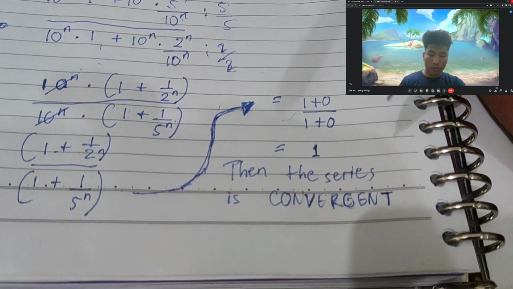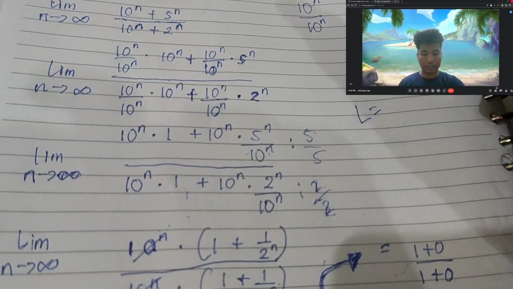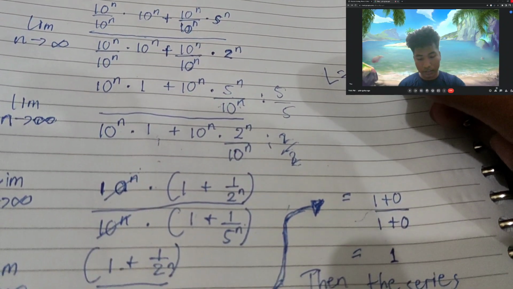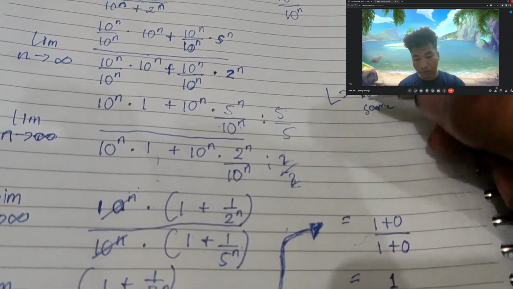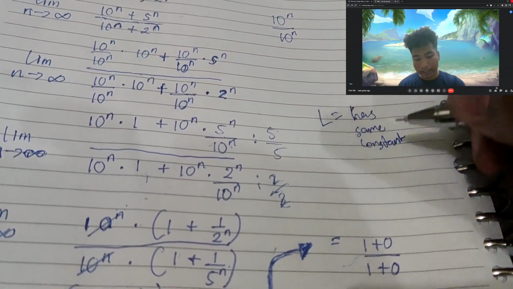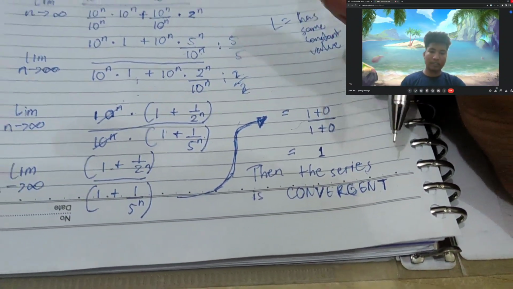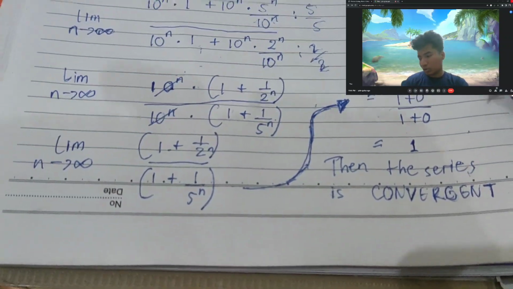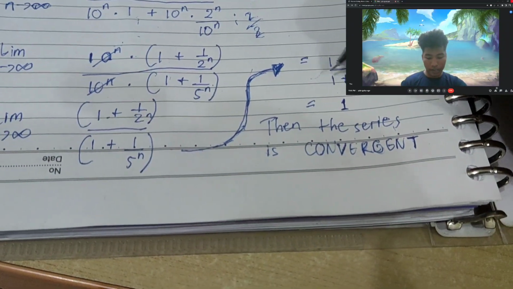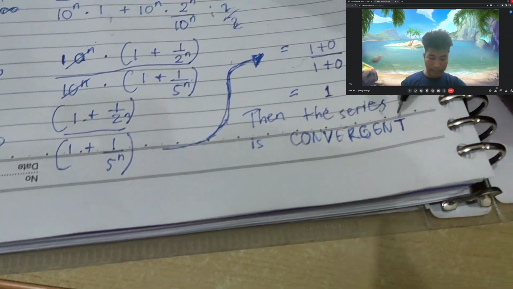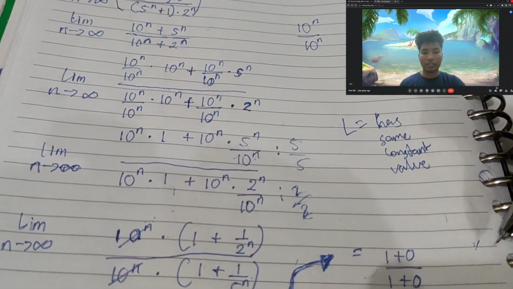In the limit comparison test, when the limit has some constant value, the series is convergent. But when the limit goes to plus or minus infinity, that means it is a divergent series. Because here we have the constant value 1, the series is convergent. That's it. This is my explanation. Thank you very much.